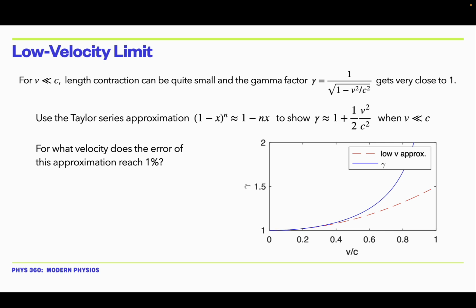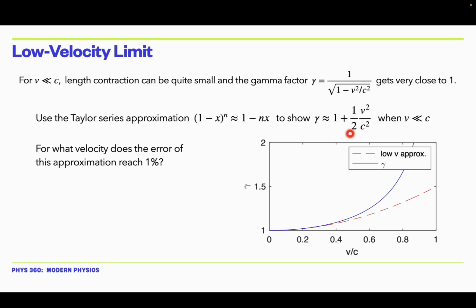Okay, so a final comment on this stuff is the low velocity limit of the time dilation factor. When the velocity is much less than the speed of light, this gamma factor gets really, really close to 1. So we can use a Taylor series expansion, 1 minus x to the nth is approximately 1 minus nx, to show that the gamma factor is about 1 plus 1/2 v squared over c squared when v is much less than c. It's a simple homework problem.